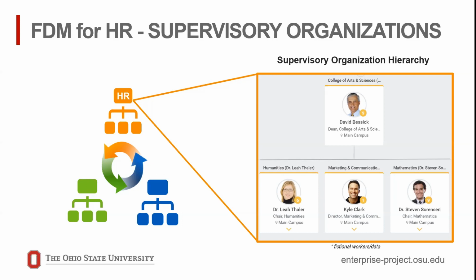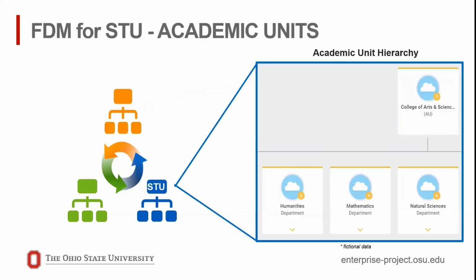An important work tag for human resources is the supervisory organization, or SUPORG for short. Here we see an example of a SUPORG hierarchy, which allows us to see who reports to whom from an HR reporting perspective. For student, the hierarchical structure looks similar. As an example, academic unit is a work tag that allows us to see the hierarchy of departments within colleges. This example shows 3 departments that are all part of a College of Arts and Sciences.